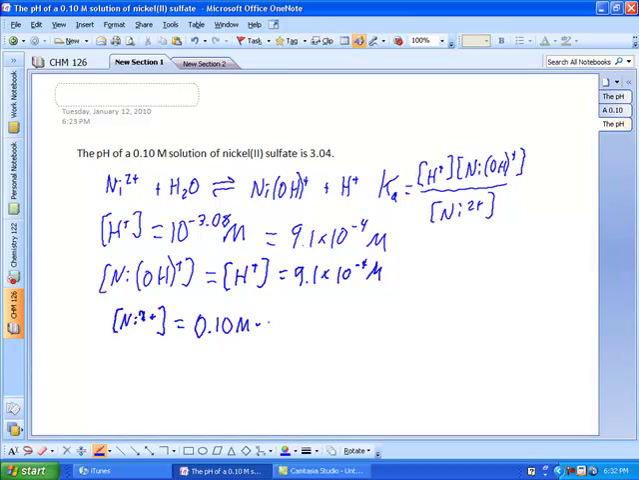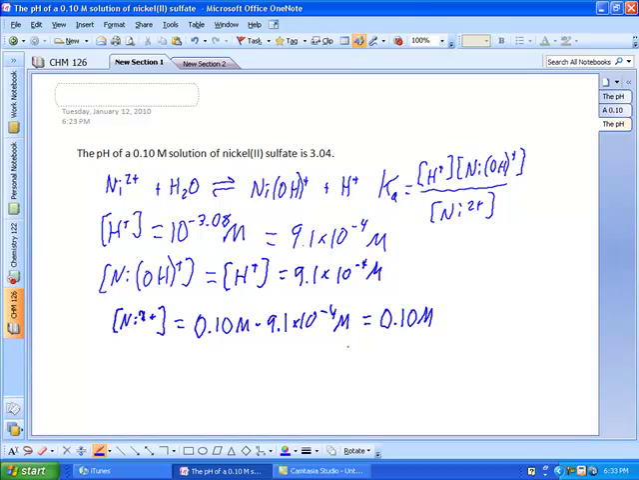The original concentration of nickel(II) is 0.10 molar, and we're going to subtract from that 9.1 times 10 to the negative 4th molar. If you do this subtraction and round back to the appropriate number of significant figures, it doesn't change the molarity of the nickel(II). An important reminder, though, is that when you do this, you should never assume that the concentration of the hydrolyzed species is insignificant with respect to the concentration of the non-hydrolyzed species. You should always do this subtraction.